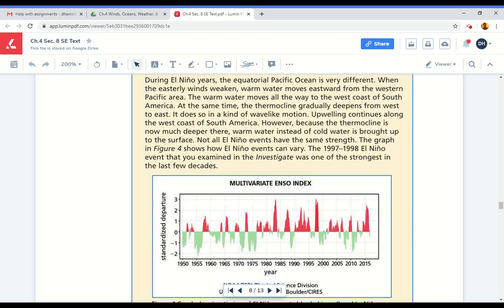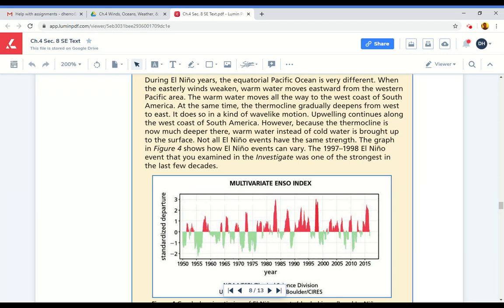During El Nino years, the equatorial Pacific Ocean is very different. When the easterly winds weaken, warm water moves eastward from the western Pacific area. The warm water moves all the way to the west coast of South America. At the same time, the thermocline gradually deepens from west to east. It does so in kind of a wave-like motion.